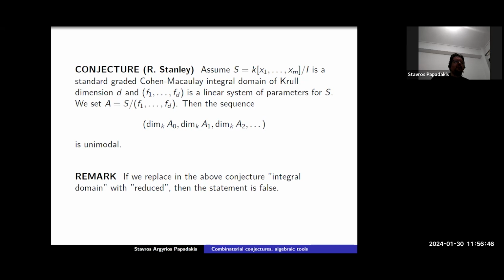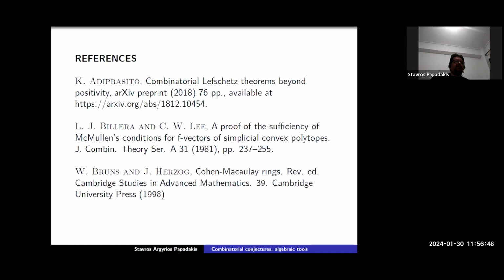So let me finish with the references. The first is the 2018 paper of Adiprasito. The second is the paper where Billera and Lee gave the construction and proved the sufficiency of the g-conditions, McMullen's conditions. The third is the well-known book by Bruns and Herzog.